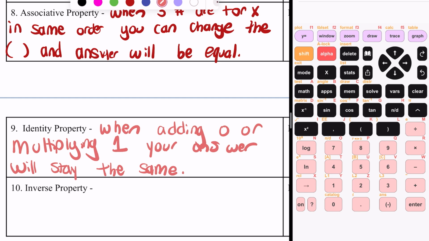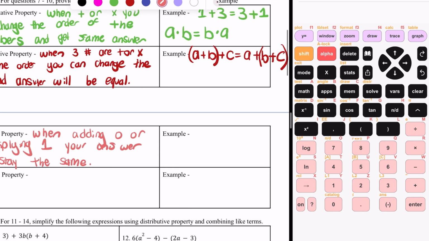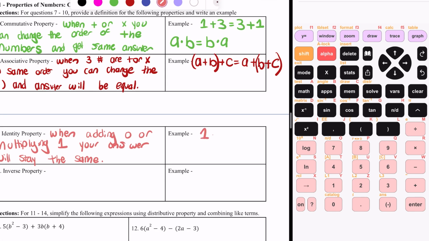All right, so let's give an example. If you were doing something like 1 plus 0, your answer would still be 1, which means the identity stayed the same. Or if you were doing a times 1, your answer is still going to be a, so the identity stayed the same.